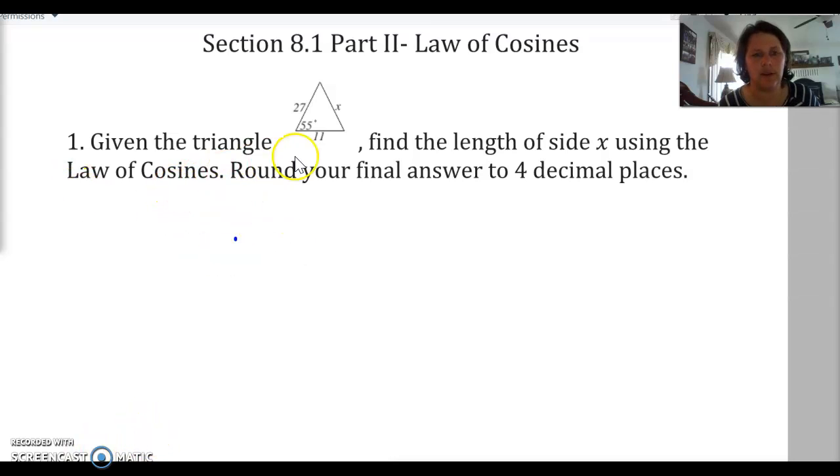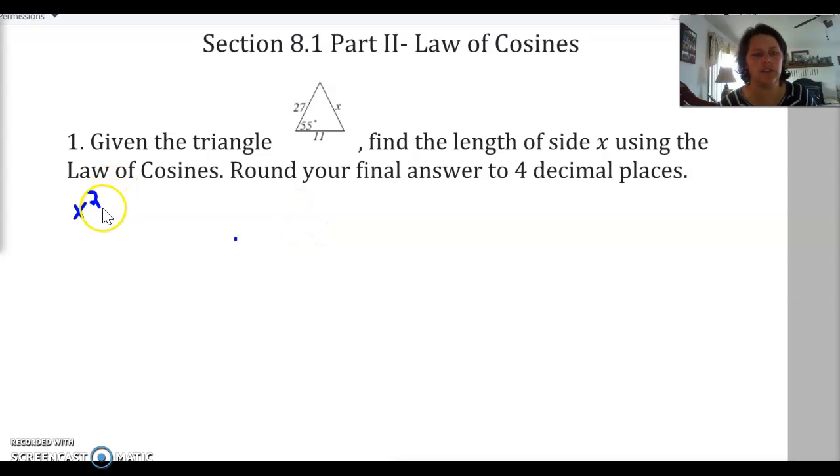All right, so here we're given the degree of 55, and then we're given two sides. And we want to know what x is. So x is opposite of the angle given, so that's good. So I'm going to start off with x squared because it's going to pair up with the angle at the very end.